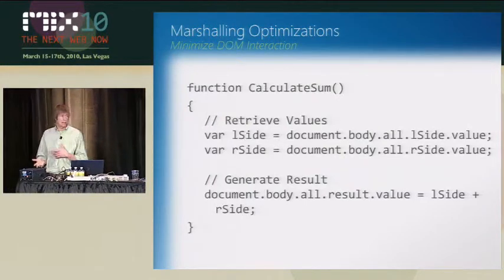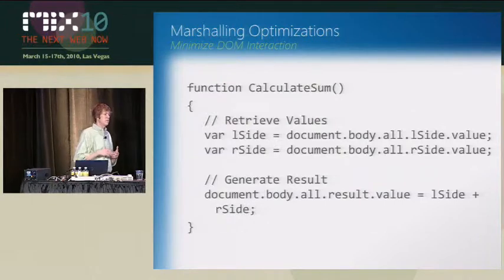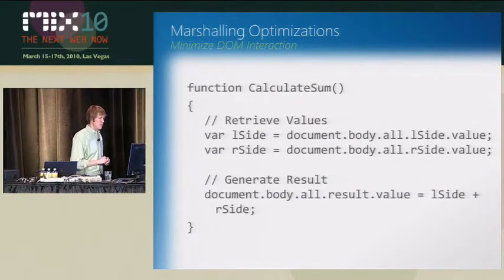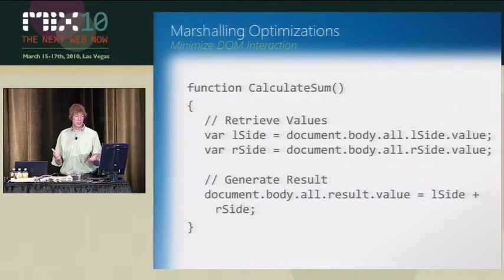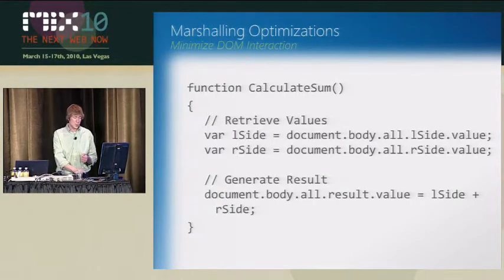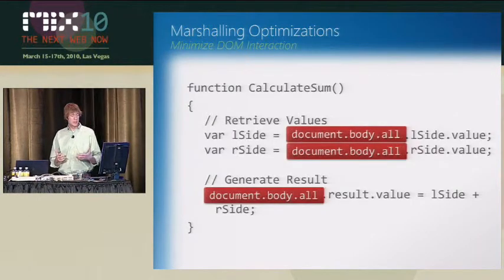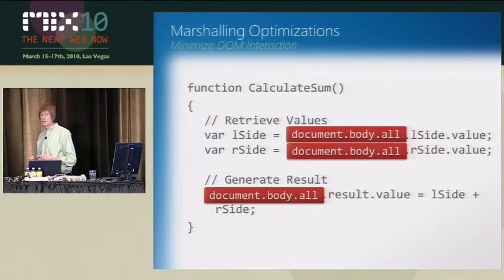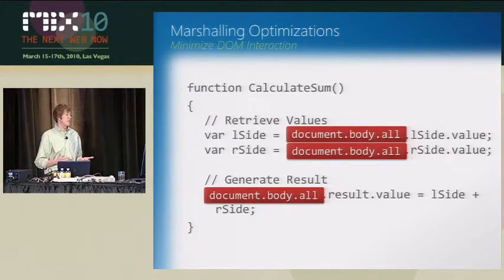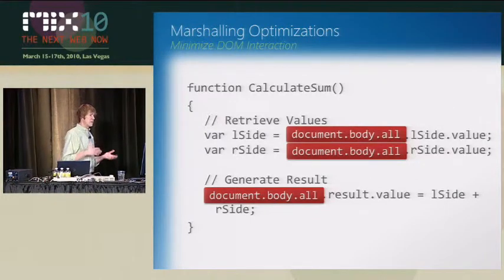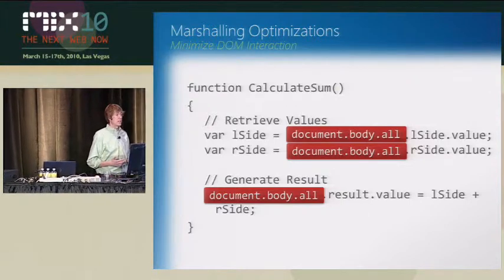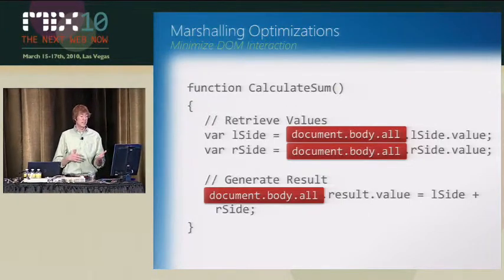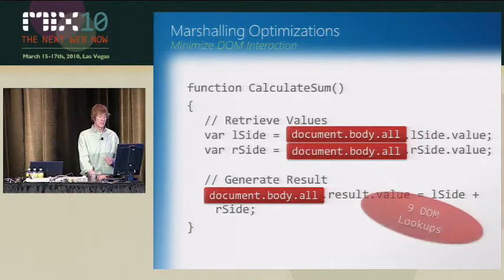The best practice is really to minimize the number of DOM interactions that you make from JavaScript. In this function, calculate sum, you'll see that 3 times I actually interact with the DOM. And all 3 times I call document.body.all. On the surface, this may look like 3 DOM interactions. But in actuality, it's 9 DOM interactions.